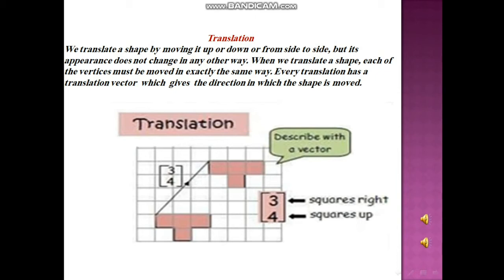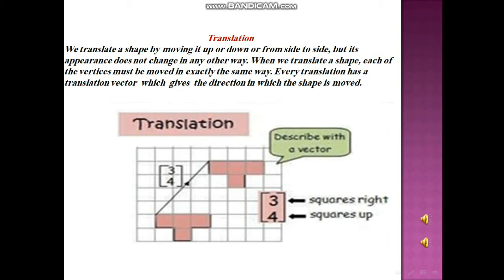In translation, we translate a shape by moving it up or down or from side to side, but its appearance does not change in any other way. When we translate a shape, each of the vertices must be moved in exactly the same way. Every translation has a translation vector, which gives the direction in which the shape is moved.